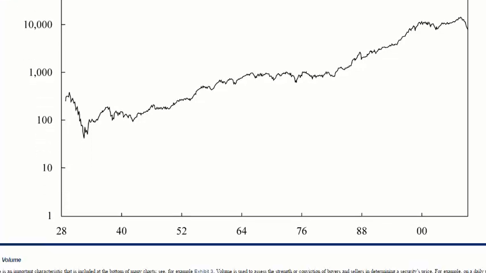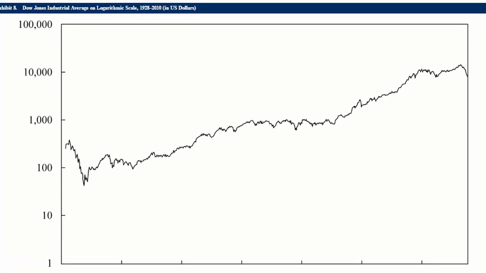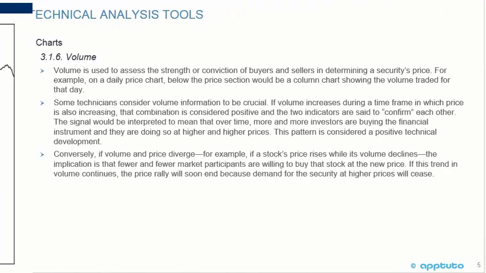And if I just scroll down, they're going to have the same data but on a logarithmic scale. So here we are, the Dow Jones Industrial Average on a logarithmic scale. You can see it's much flatter. And finally, the last chart we'll look at is the volume chart.